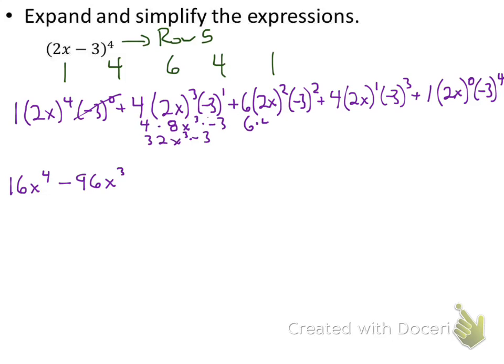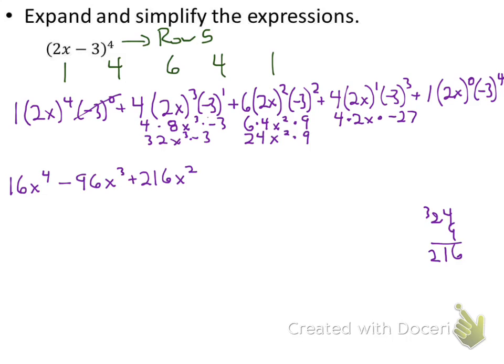Okay, move to our next term. I have 6 times 4x squared times 9. That's 24x squared times 9. Let's do our scratch work off to the side. 24 times 9 is 216. So that becomes 216x squared. Moving on, we have 4 times 2x times a negative 27. So this is 8x times negative 27. If we do 27 times 8, we also get 216.